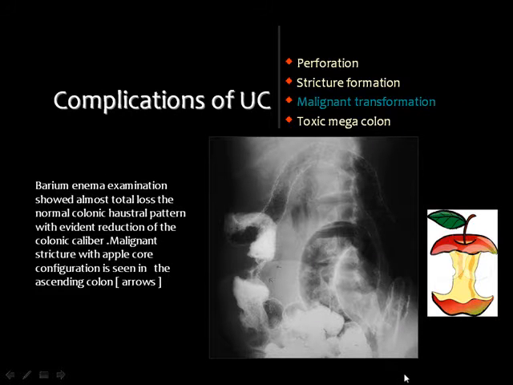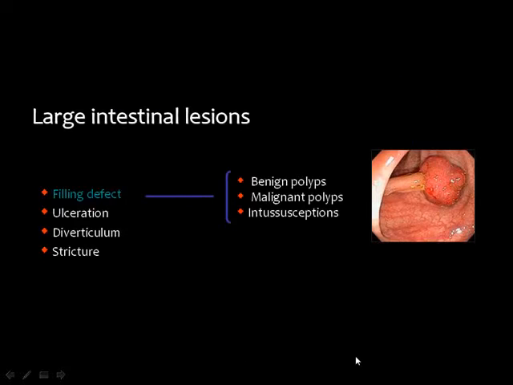Then one of the most common complications of ulcerative colitis is the development of carcinoma on top of a pre-existing ulcerative colitis. And you see, this is the colon which is affected by ulcerative colitis, and this area shows the classic apple core configuration, which is typical of malignancy.